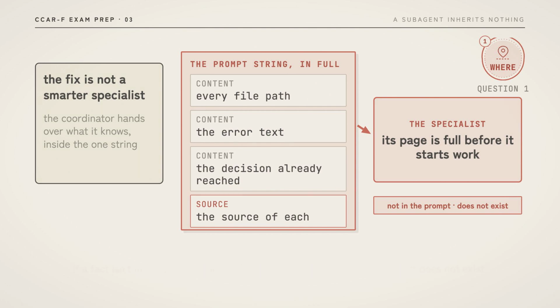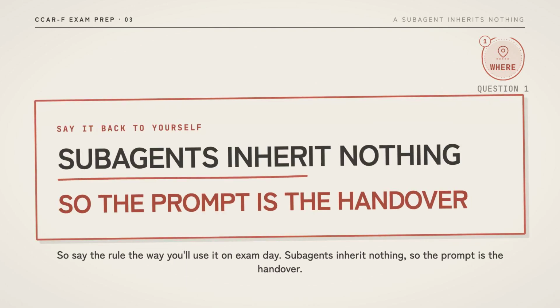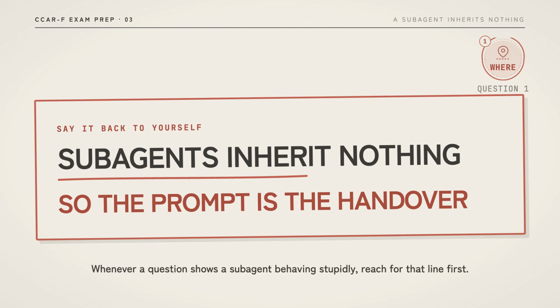So say the rule the way you'll use it on exam day. Subagents inherit nothing, so the prompt is the handover. Whenever a question shows a subagent behaving stupidly, reach for that line first.